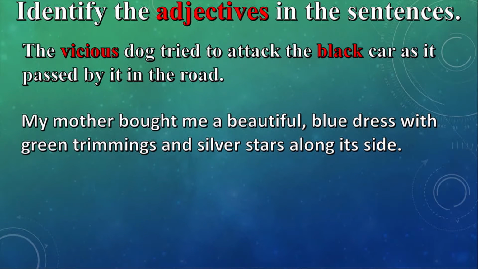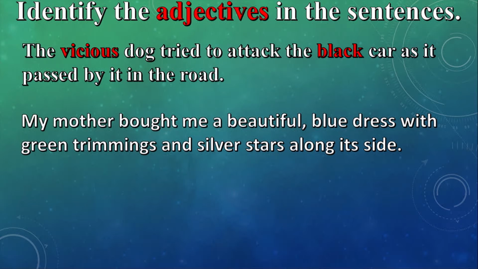So what we're going to do now is the second one. As a little hint, I'm going to tell you the different nouns that are going to be described, and then I want you to analyze that sentence and see what words are being used to describe the things in this sentence. So read it through. My mother bought me a beautiful blue dress with green trimmings and silver stars along its side.